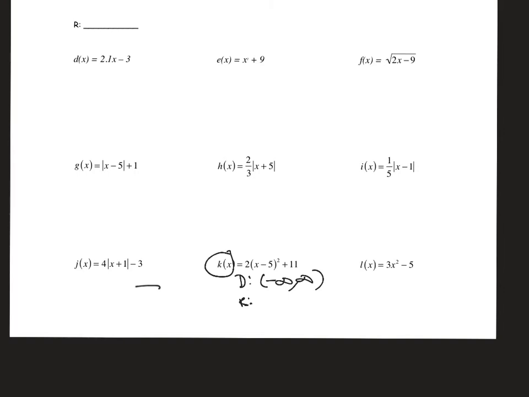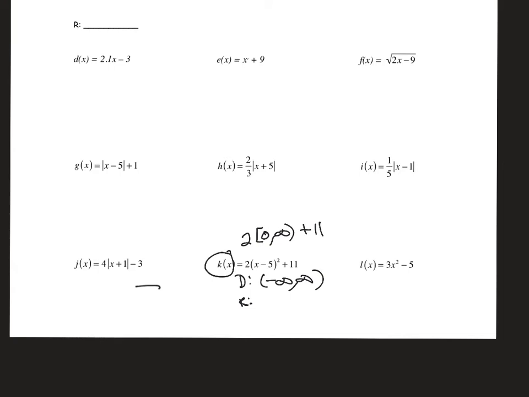And so I've got this 2, and then x minus 5 squared. Well, the smallest that can come out of there, since I'm squaring it, is 0. And then it can get huge. And then I've got plus 11. So let's actually do this out.